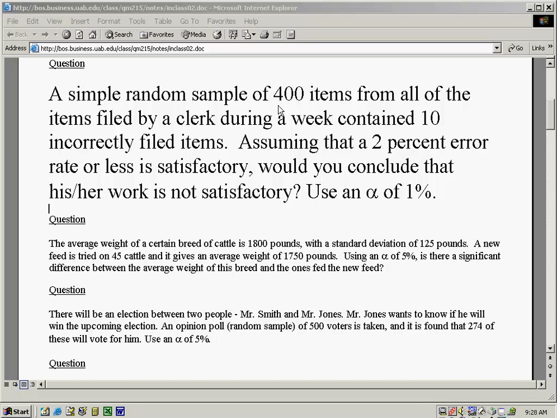We have a sample size of 400. Sample proportion then will be 10 out of 400, which will be 2.5% error rate for the sample, and we're going to compare that to the prescribed limit here of 2% as a maximum error rate for the work to be satisfactory. Alright, would you conclude that his or her work is not satisfactory? So this is a one-tail test because of the 2% or less, and we're doing proportions.